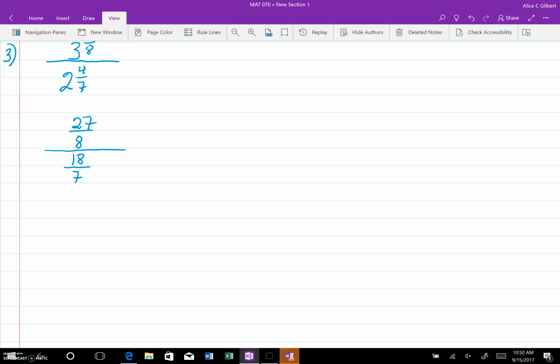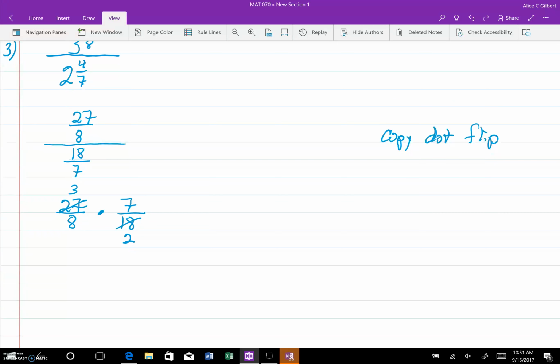Now, this is a fraction being divided by a fraction. So remember, copy, dot, flip. I'm going to copy the first one exactly like it is, dot, change it to multiply, and then flip my second one. So let's see, is there anything I can cross cancel? Let's look at 18 and 1. Well, 1 can go into 27, but we never do the 1. And 2 and 9. 9 can go into 18 twice and into 27 3 times.